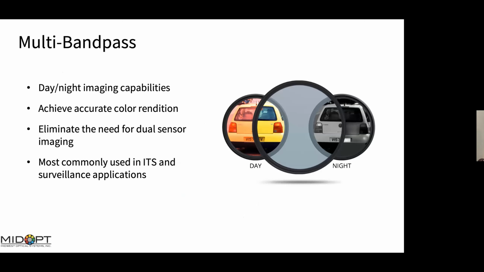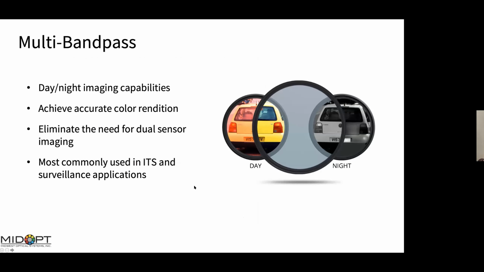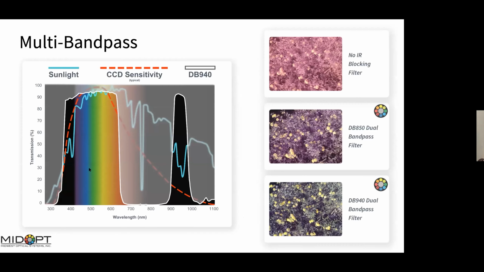Multi-bandpass filters. Multi-bandpass filters are bandpass filters that have 2 or more wave pass bands. These are used in lots of different markets. They're used in intelligent traffic solutions, surveillance, security applications, license plate recognition. And these are used in these kinds of applications because usually you're trying to image in 2 wavelength regions. You're trying to image in both the visible and the infrared, right?